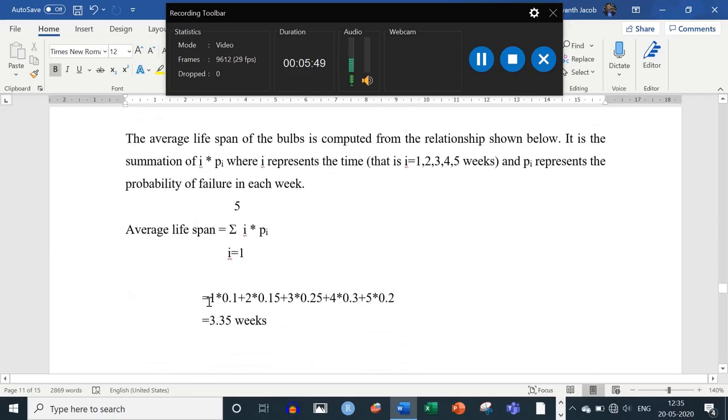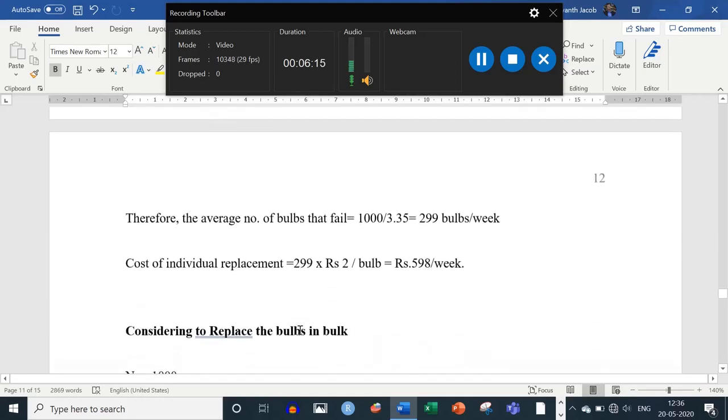First week into 0.1, the probability of failure of the first week. Week number 2 into probability of failure of week number 2. Week number 3, probability of failure of week number 3. Week number 4 and probability of failure of week number 4. Week number 5 and probability of failure of week number 5. All this put together, we get about 3.35 weeks as the average lifespan of the bulbs. Then we look at the average number of bulbs that fail. So it's 1000 bulbs divided by 3.35. We get 299 bulbs that fail every week.